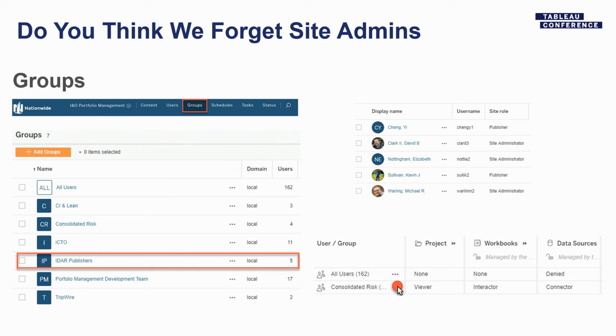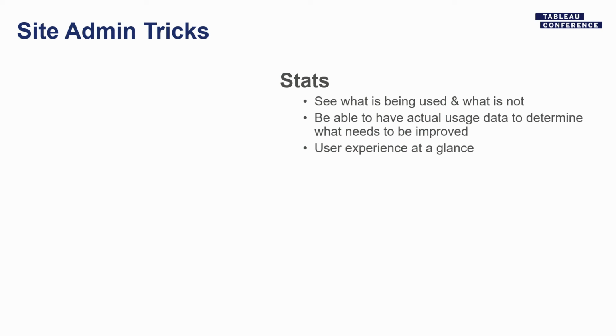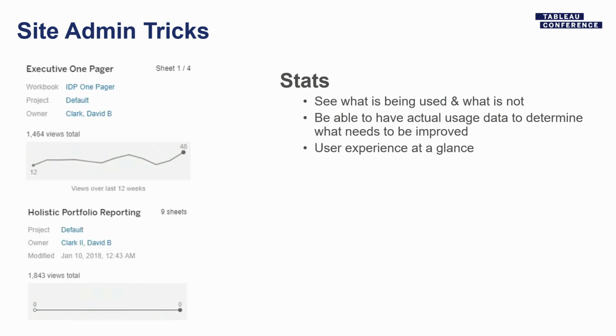That's handy. What else does the server provide? What about some stats? You can see what's happening at a glance, and have actual usage data and user experience. All right, so what's being used and what's not? That's going to be some helpful information. Do you have an example to show me? Yeah, how about these two right here up on the board? You can see exactly how many people have viewed it and what's been happening over time. Let me see.